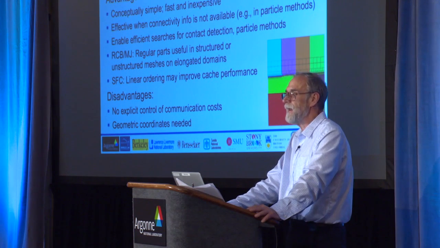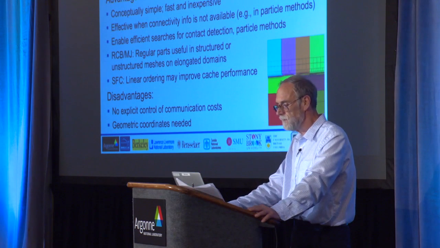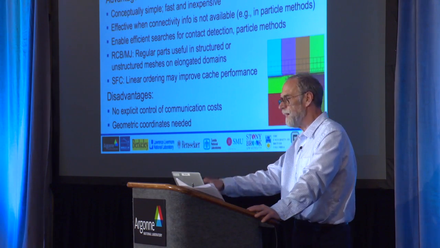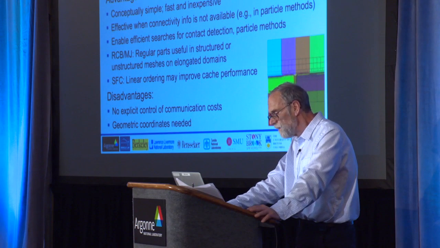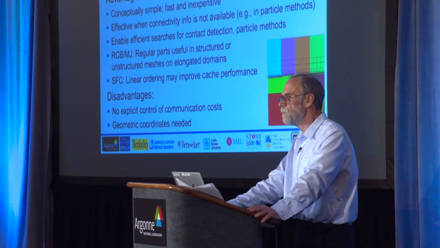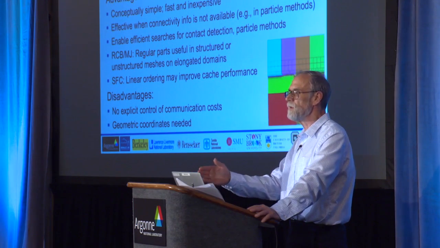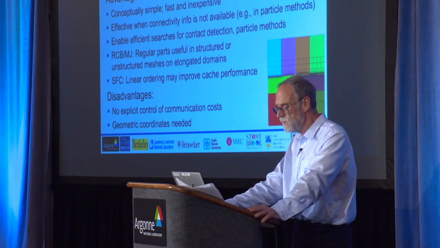Clearly, if I don't have connectivity information, I can't be using a topologically based one, because that's based on some definition of topology. So if I have just particles in space, then this is obviously a methodology you'd want to use. Disadvantages: they're indirect methods in terms of what you want to control. You want to control the load balance as well as minimize the communications, and there is no explicit consideration of the geometric aspects of the communication aspects in that.